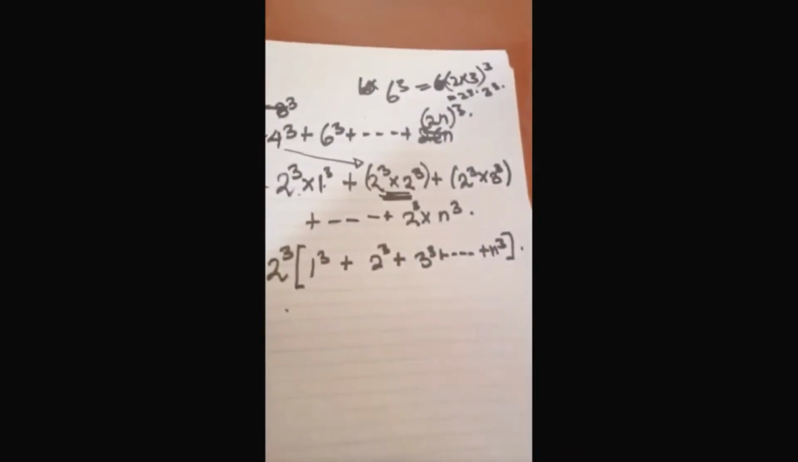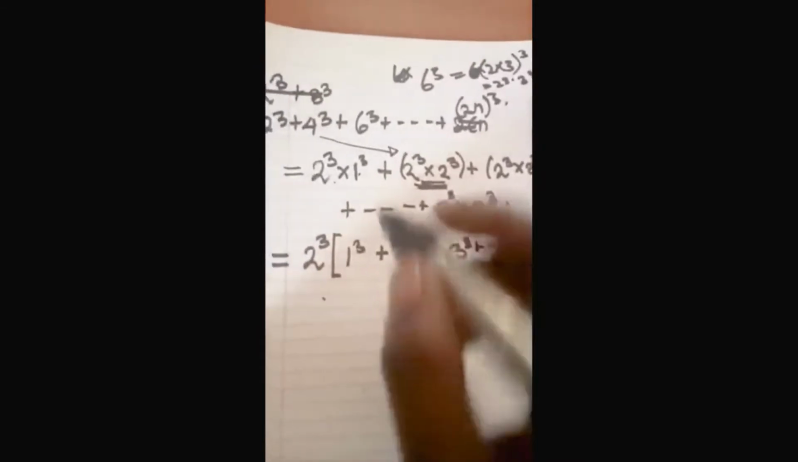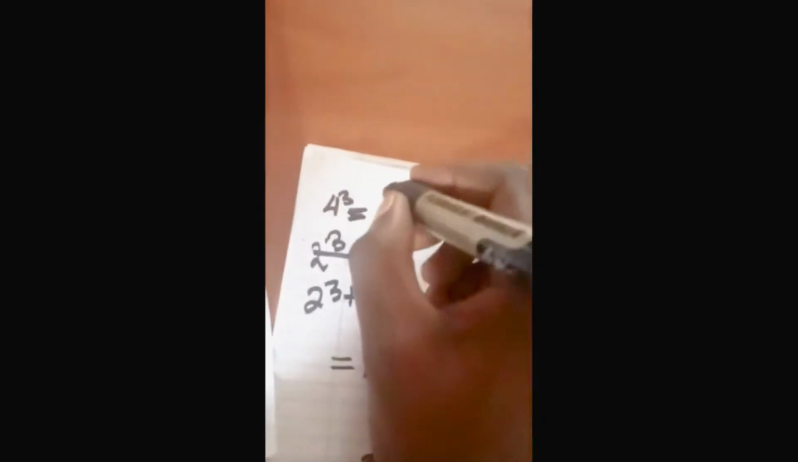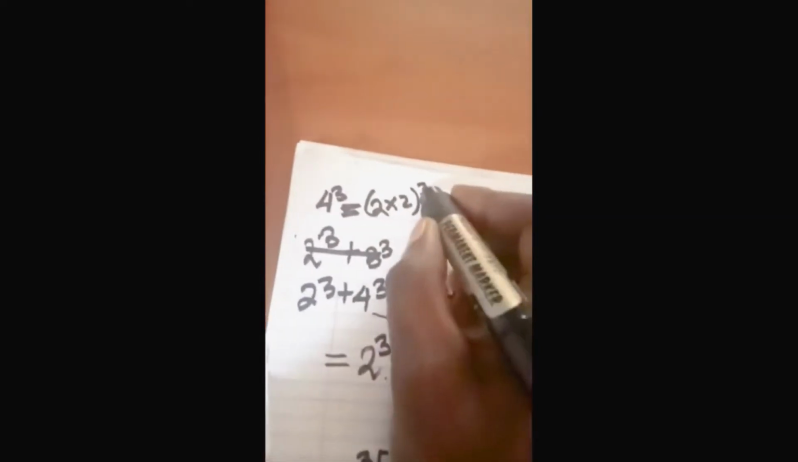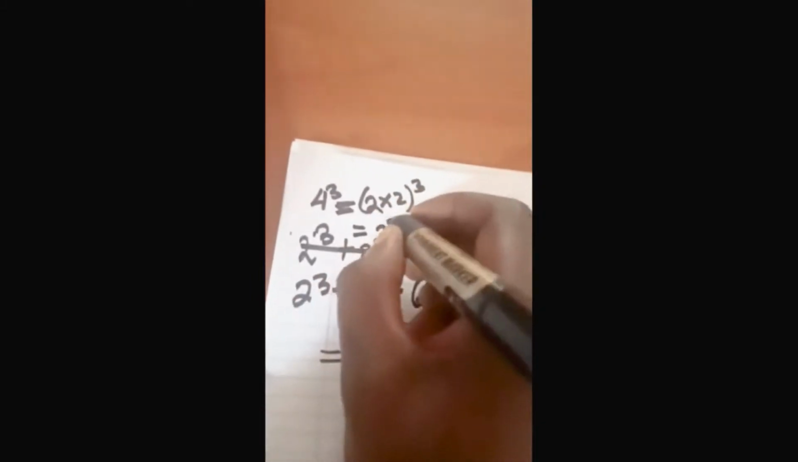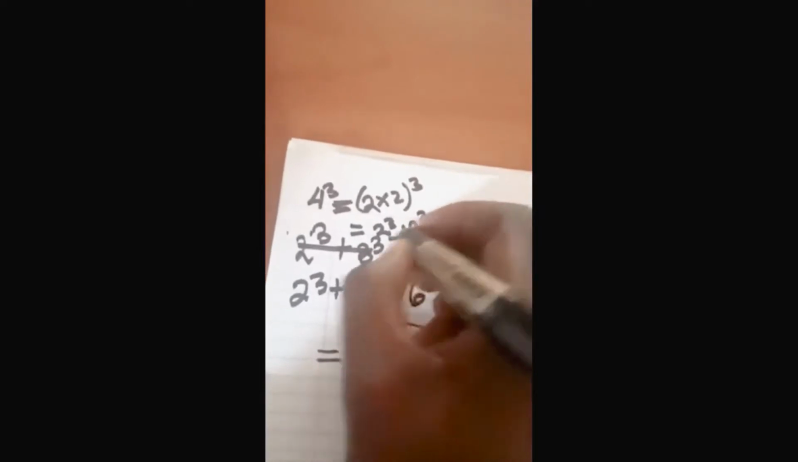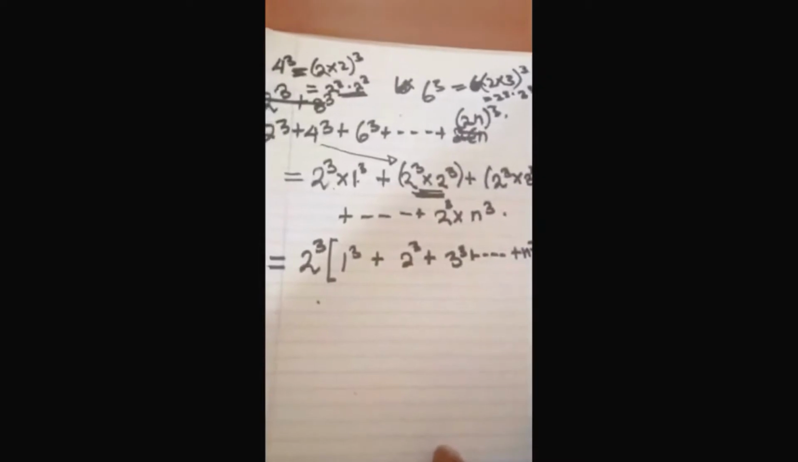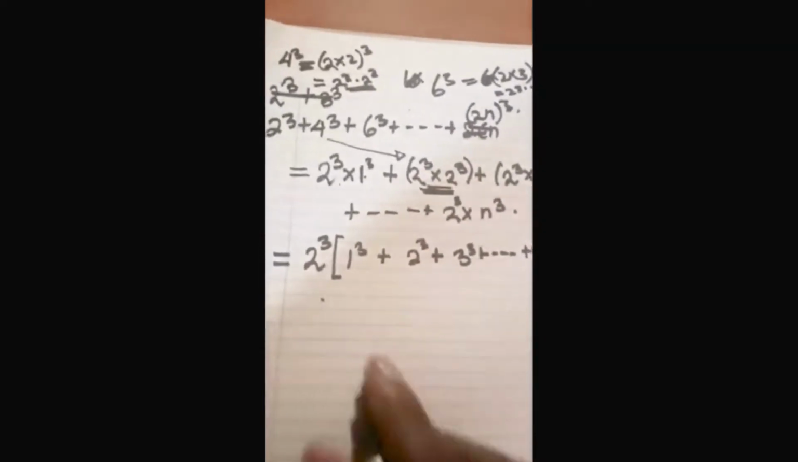No. You are lying. Let me show you where it's coming from. If I do it from here, I have 4 to power 3. This is the same as writing 2 times 2 power 3. Then I can write this one as 2 to 3 times 2 to 3. So I'm right, sir. I'm all right. That thing is okay.